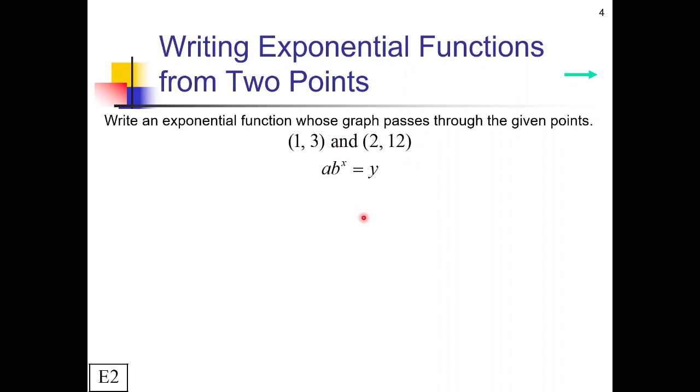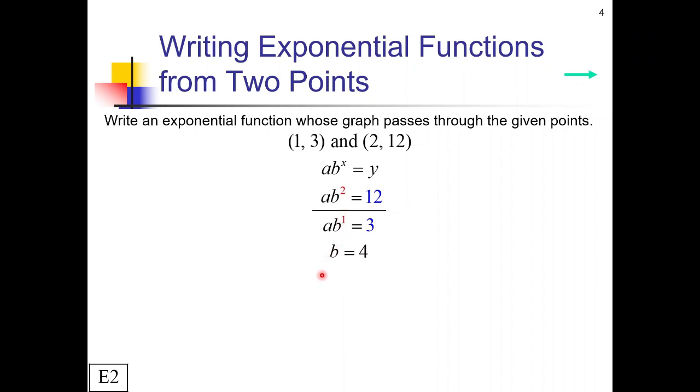It's kind of like when you find the slope of something in linear form, you do second point minus first point. Same idea here. So we've got a times b to the second power equals 12, and a times b to the first power equals 3. And then we'll divide those. A's are going to cancel. b squared over b is just b. 12 divided by 3 is 4. And we actually don't even need to take a square root this time because the exponents were only 1 apart.